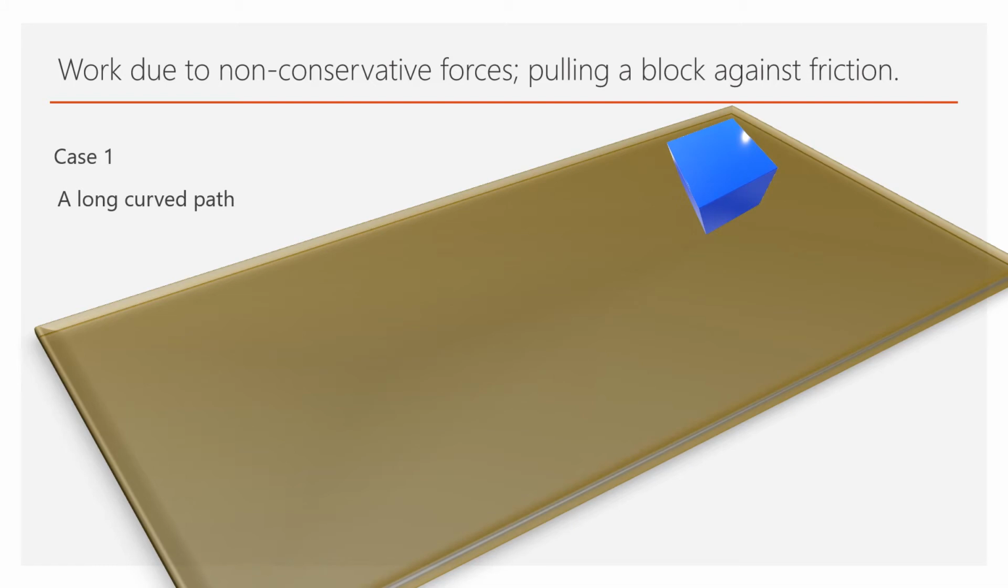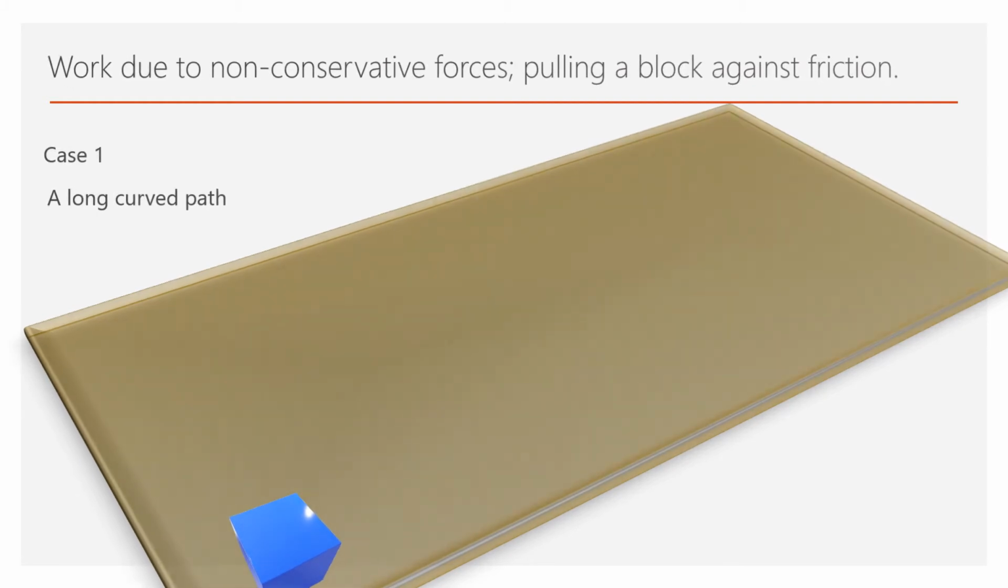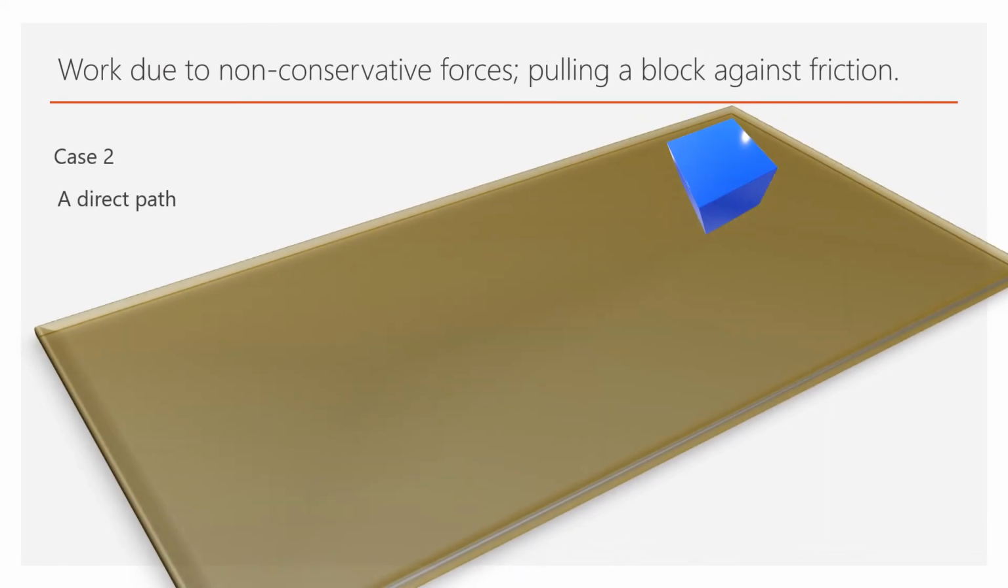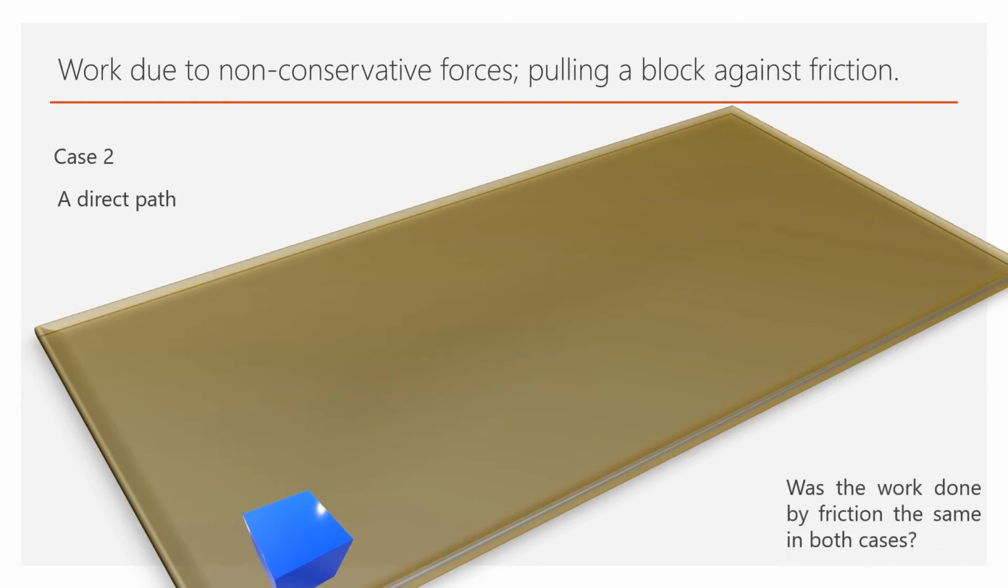Now let's revisit the work done by friction in 2 different cases. In the first case, a block is pulled along the surface with friction, and it's pulled in a long, windy path. In the second case, the block will be pulled from the same starting point to the same ending point, but this time a direct path. So the question is, was the work done by friction the same in both cases?